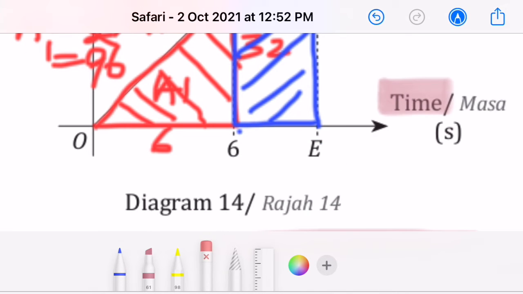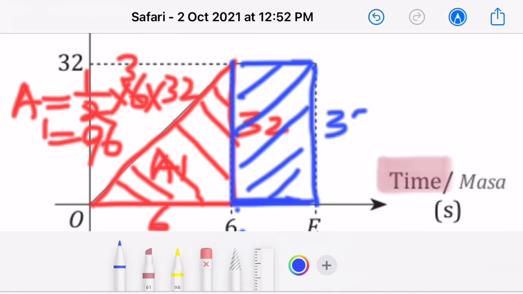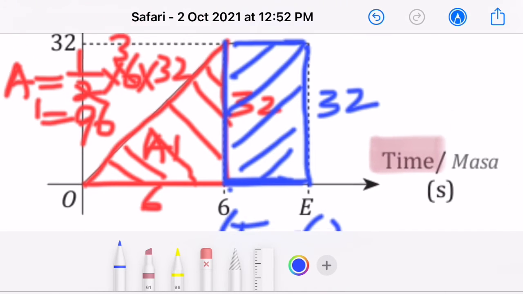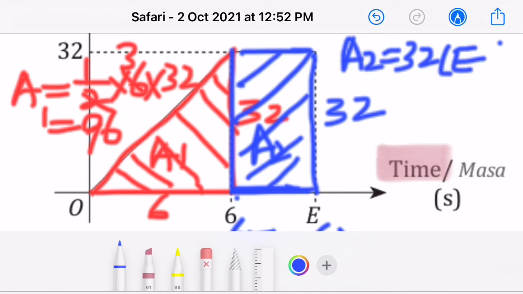Why E minus 6? If you don't understand, say this is 8: then the length here is 8 minus 6, which is 2. So here you don't know the value, so you say E minus 6. And then this height is 32. The area of the rectangle is A2. A2 is 32 times E minus 6.